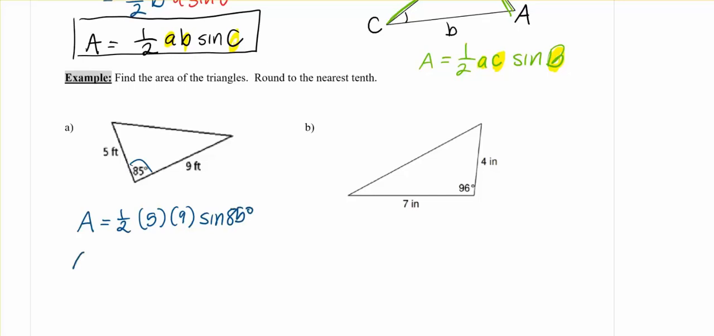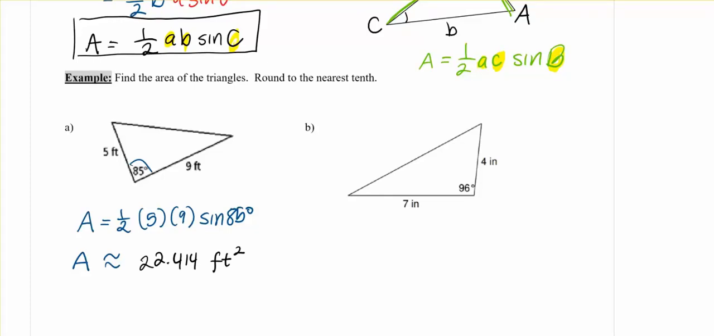One thing I noticed is some students' calculators were in radians, not degrees. So make sure before you calculate to check that. This comes out to be about 22.414, and we'll use units feet squared.